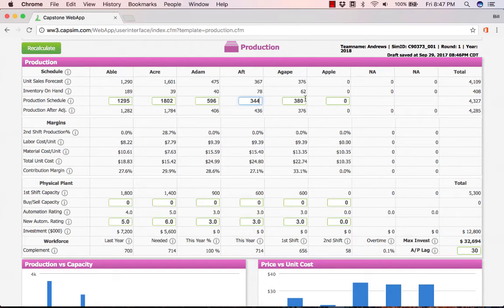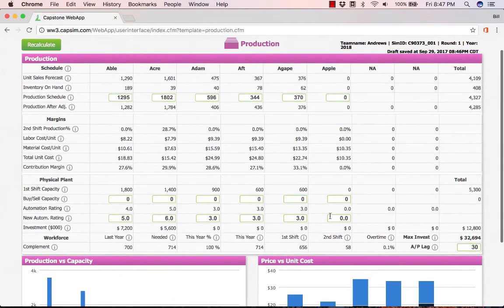And then on Agape, I guess is how it's pronounced, I'm going to take 376 times 1.15 minus 62, and we are going to order 370 of those. Again, depending on your strategy, I'm not going to monkey around with automation or capacity change on that.